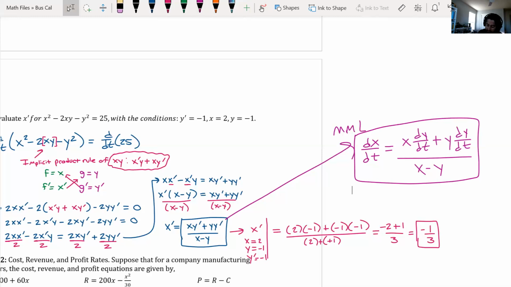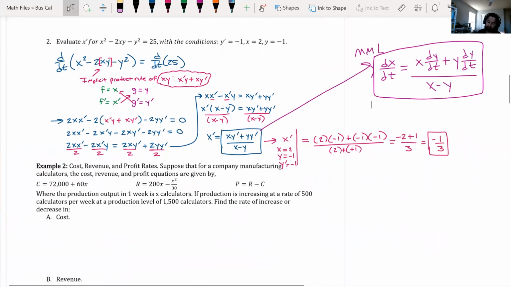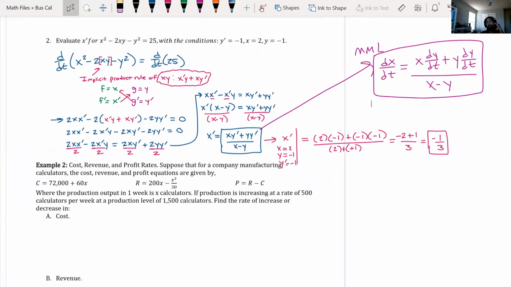Okay, any questions on that one before moving on? Lots of letters, lots of primes, so very easy to make a mistake. Okay.